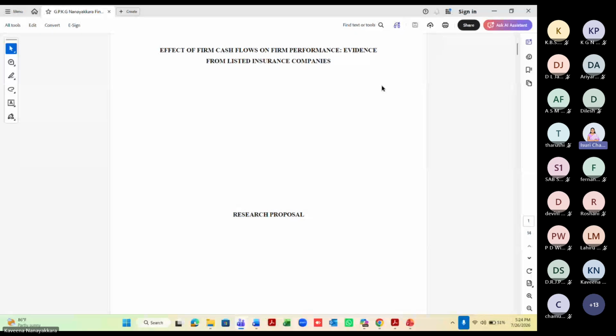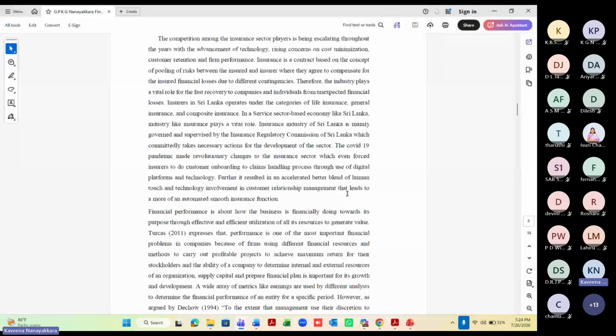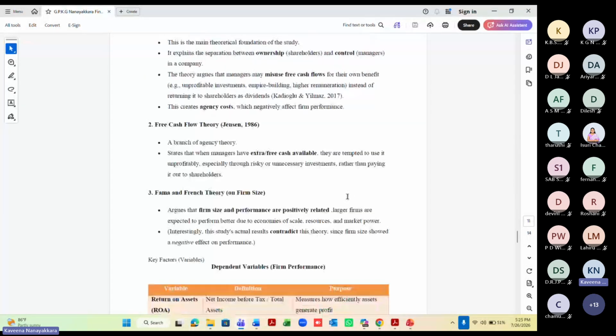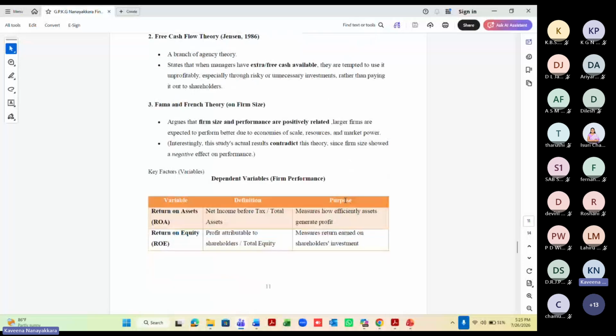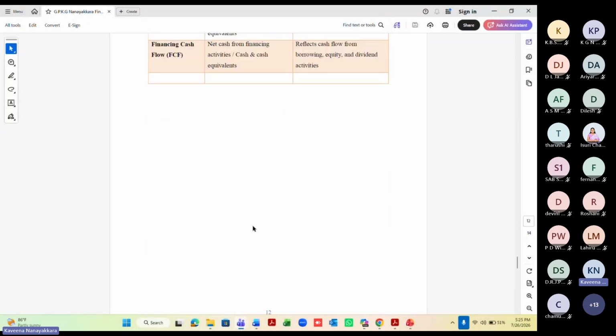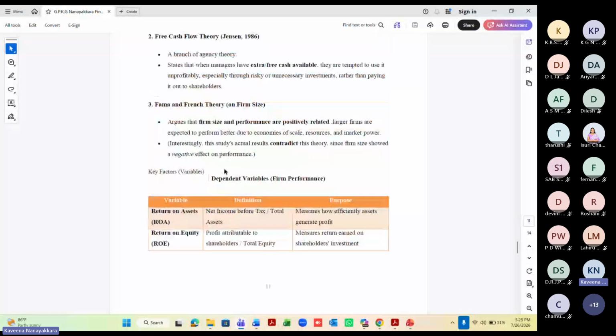Financial performance. If I say like that, teacher, if the cash flows are high, firm financial performance is also high, no? Depending on the variables I have taken, it may vary. Shall I scroll down? As the dependent variables, I have taken return on assets and return on equity. As the independent variables, I have chosen operating, investment, and financing. Mainly, I am doing the research on how the dependent variables are affected by changes in these three in the insurance sector.